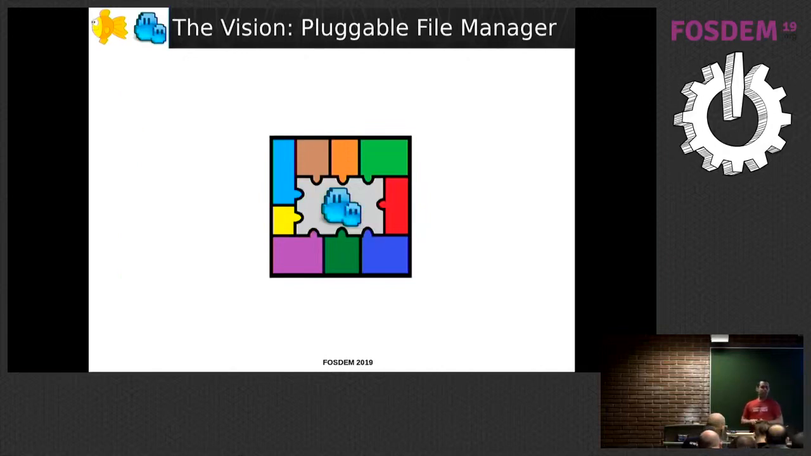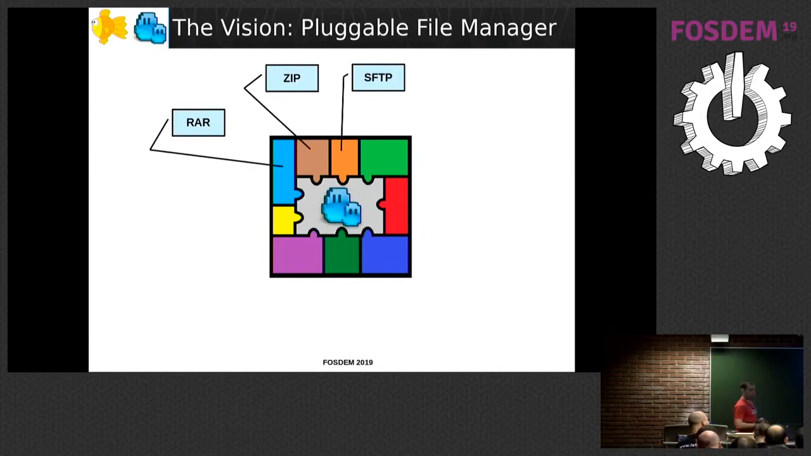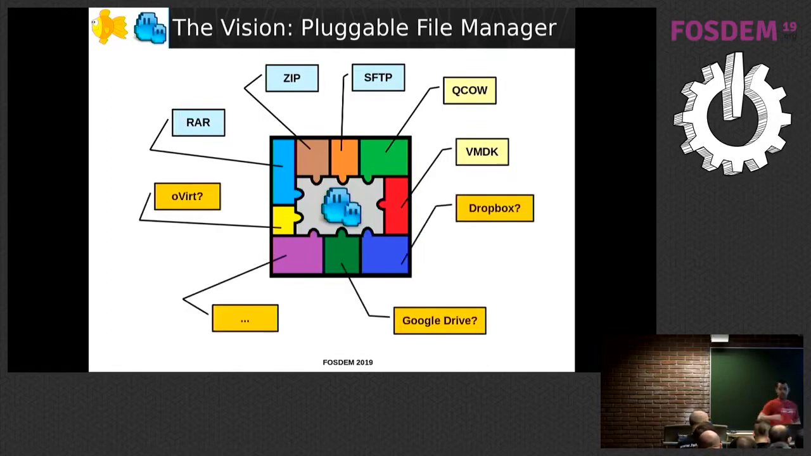Now the functionality I present here is part of a broader view. And I want to talk in a few words about the vision. I want to reach a state where Mu Commander is a truly pluggable file manager. Let's say that we will turn Mu Commander into a core part, and all the extensions will be implemented as plugins. Some of them will provide the existing functionality, some will provide support for virtual disks, and there are many more candidates such as Dropbox, Google Drive, even oVirt, listing the storage domains inside oVirt, and many others.